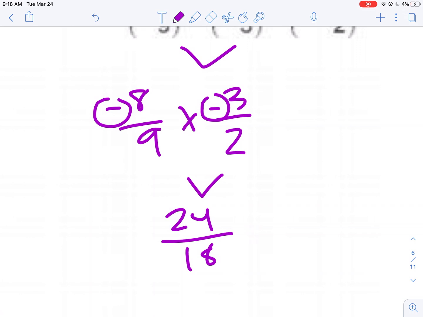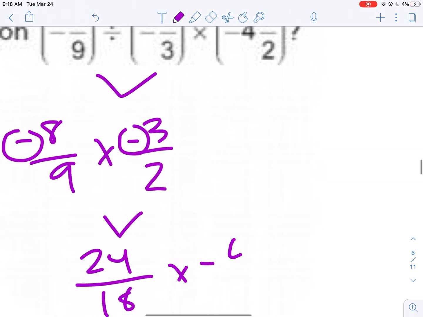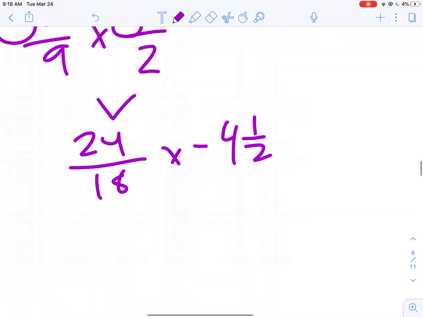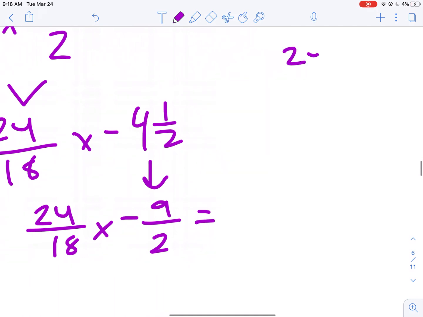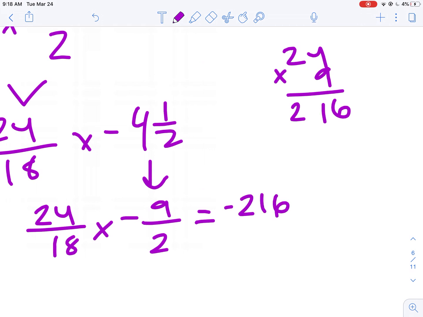Oh, and then I have to multiply times -4 1/2. Let me convert that to an improper fraction. 24/18 times -9/2, and that will equal 24 times 9, 18 times 2 is 36. Now let's get to simplifying.